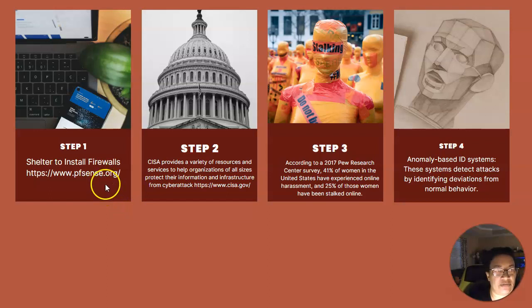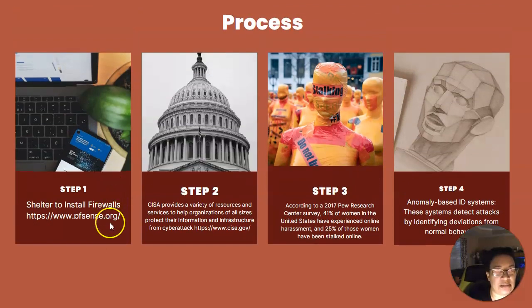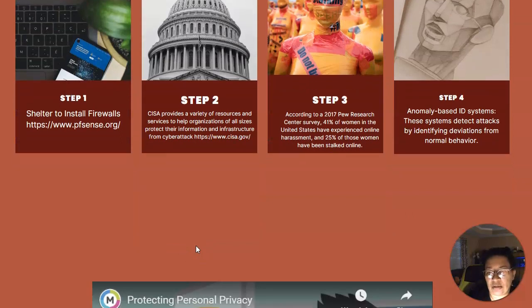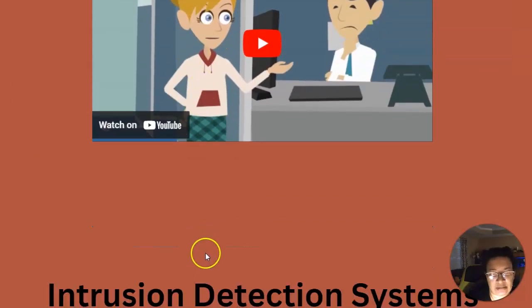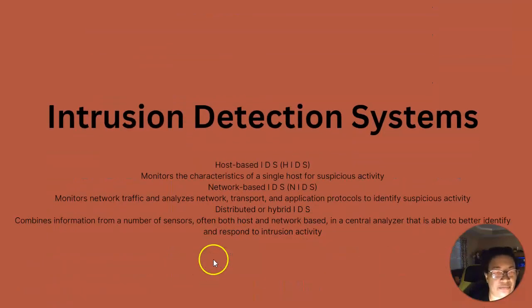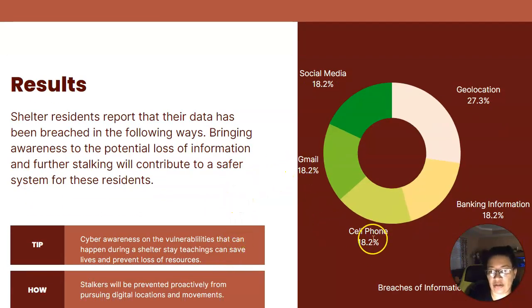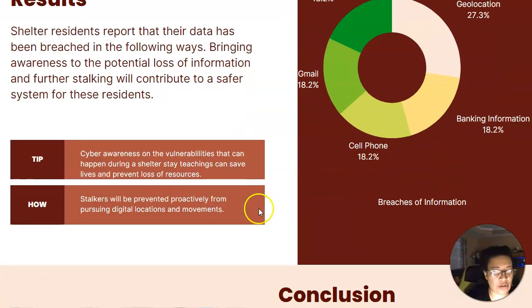Some of the processes we can use are pfSense firewalls, CISA's resources, being aware of the Pew Research, and working with some IDS systems. This is an informational video. Shelter residents report that their data has been breached in the following ways: Gmail, cell phone, banking information, social media, and geolocation.